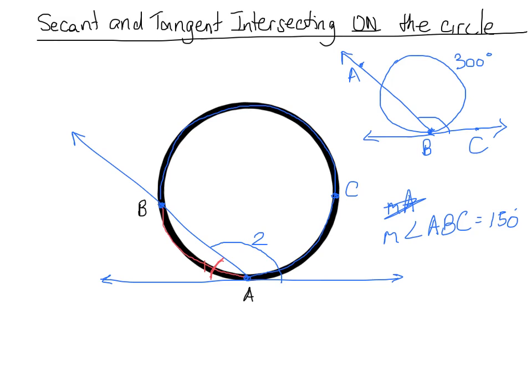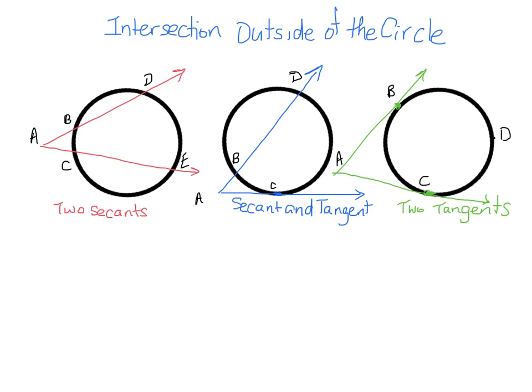All right, so we've looked at what happens when two lines intersect inside the circle. We've looked at what happens when two lines intersect on the circle, so you can guess what's coming next. What happens when two lines intersect outside of the circle? There are three ways that we can have these lines intersecting outside of the circle. We can have two secants intersecting, one secant and one tangent intersecting, or two tangents intersecting.